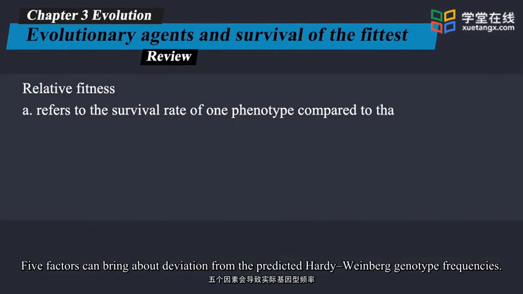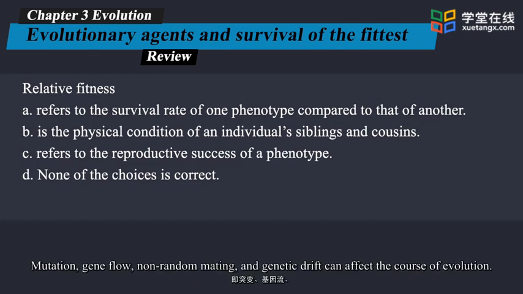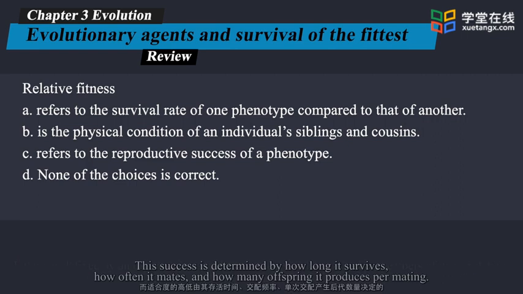5 factors can bring about deviation from the predicted Hardy-Weinberg genotype frequencies: mutation, gene flow, non-random mating, genetic drift, and natural selection can affect the course of evolution. Fitness is defined by an organism's reproductive success relative to other members of its population. This success is determined by how long it survives, how often it mates, and how many surviving offspring it produces per mating.